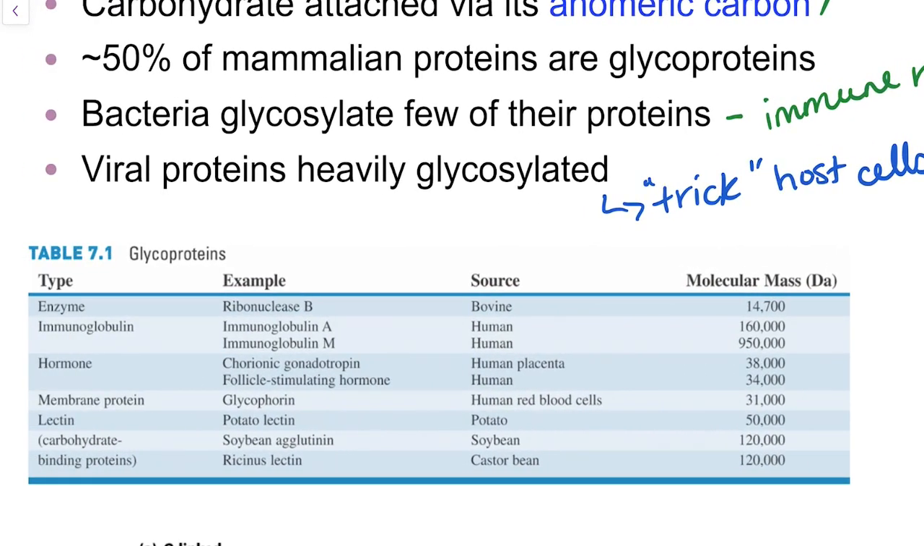I included this table just to give you an example of some of the glycoproteins. Some of these, for example, the immunoglobulins that we talked about previously, have a carbohydrate portion. There's some different hormones or membrane proteins that are also going to be these glycoproteins.